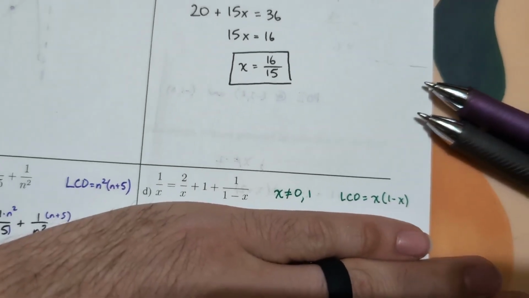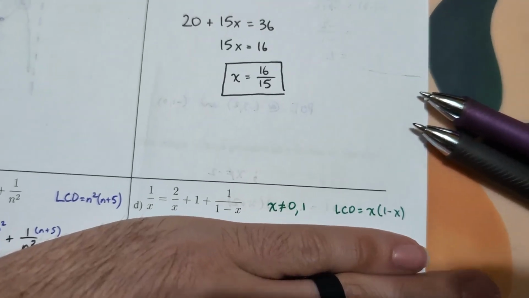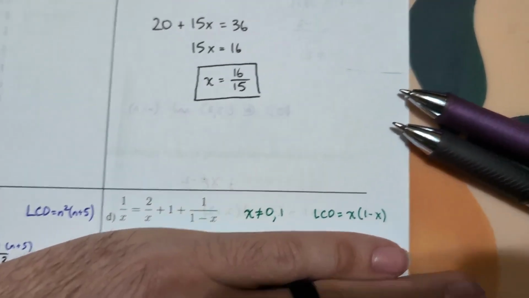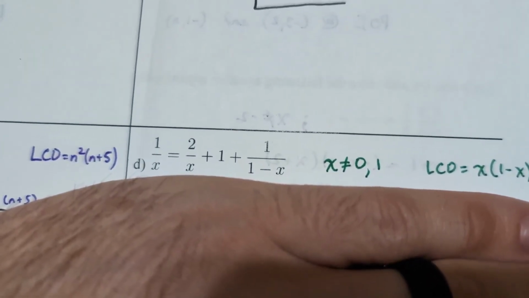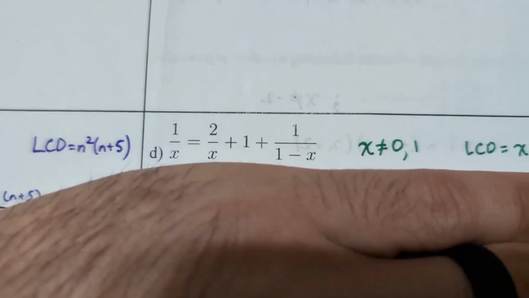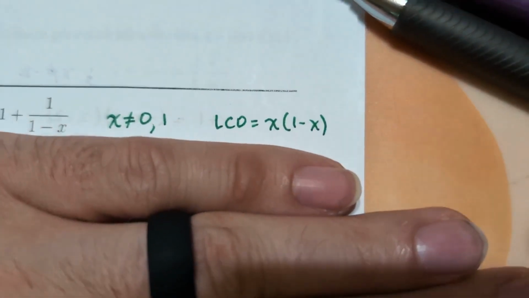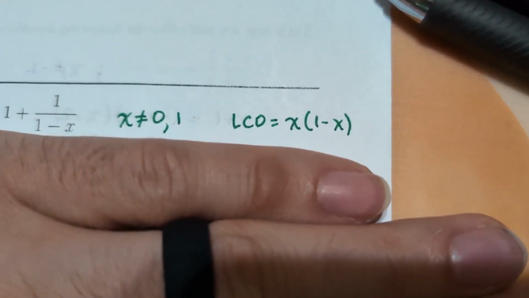So yes, we have restrictions of 0 and +1, because 1 minus 1 would be 0. And there's no way to multiply either one of those to get the other denominator. So our lowest common denominator should include both those terms.